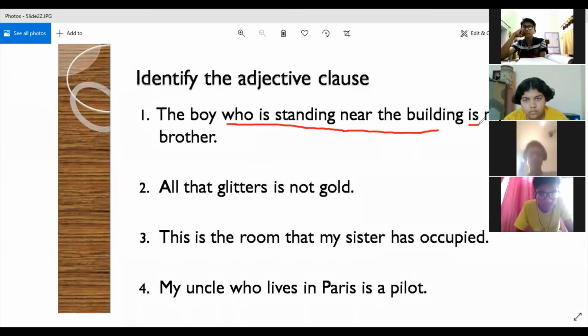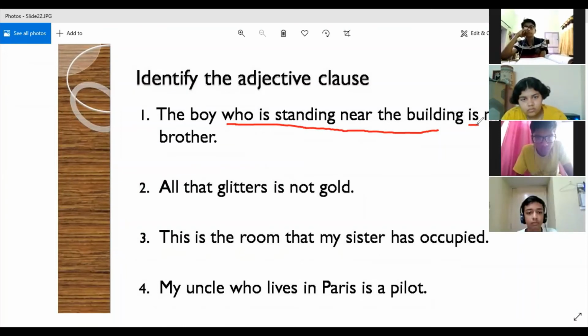Because is again a finite verb. So two finite verbs cannot be present in a clause. I told you yesterday. So don't get confused, children. Keep all the points in your mind while solving the exercises. So who is standing near the building is an adjective clause.